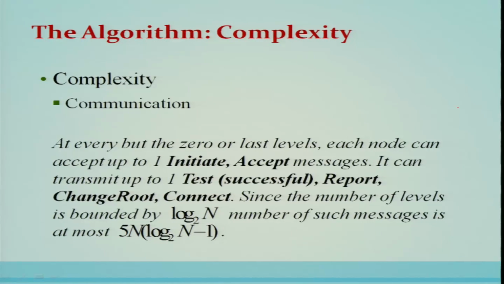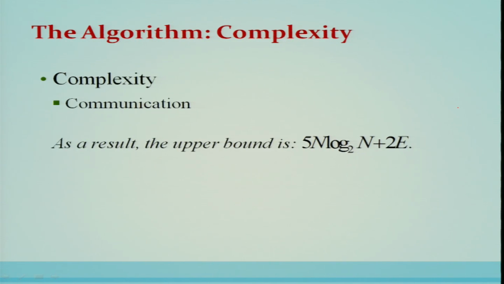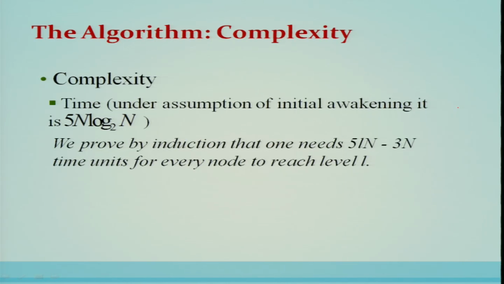Since the number of levels is bounded by log n, the number of such messages is at most 5n log n minus 1. At level 0, each node receives at most 1 initiate and transmits at most 1 connect. At the last level, a node can send at most 1 report message. As a result, at most 3n messages. So as a result, the upper bound is 5n log to the base 2 of n plus 2E. So time, under the assumption of initial awakening, is 5n log to the base 2 of n.